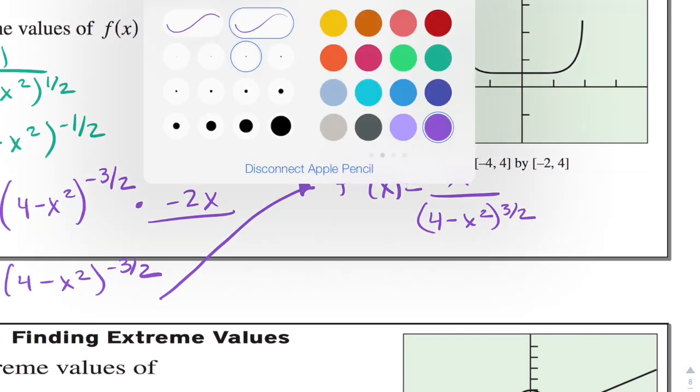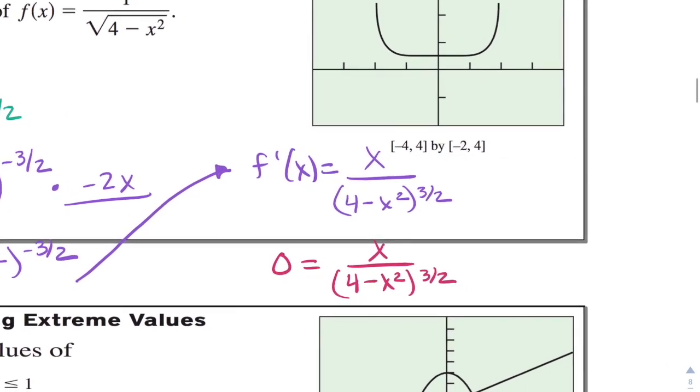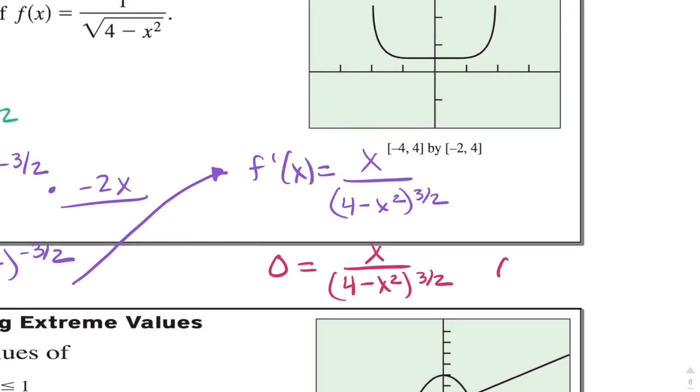So let's evaluate. Let's find where the derivative is 0. So 0 equals x over 4 minus x squared to the 3/2. And find your cross products. You get 0 equals x. Well, that was easy. We found where the derivative is 0, and it's when x is 0.